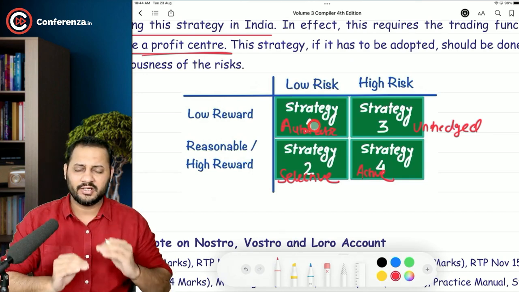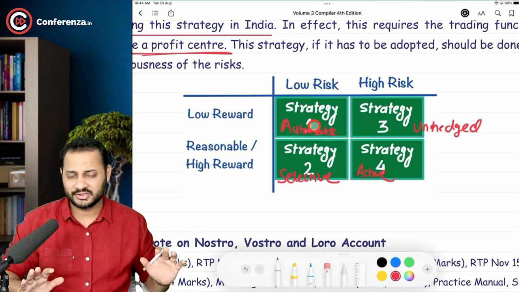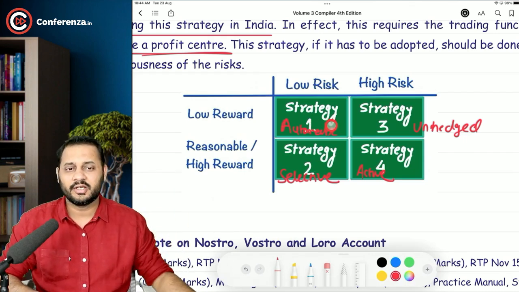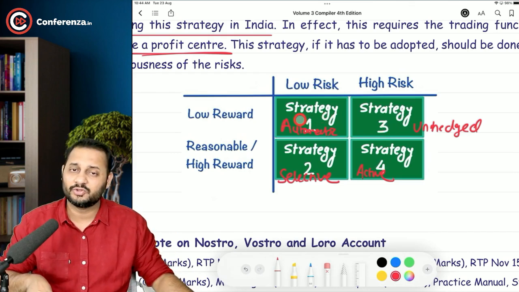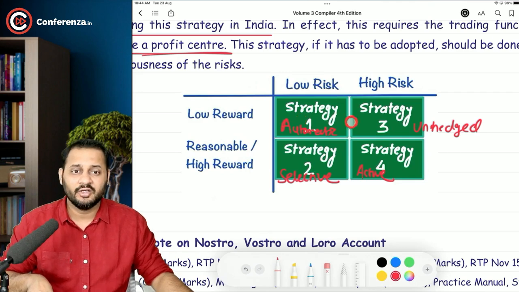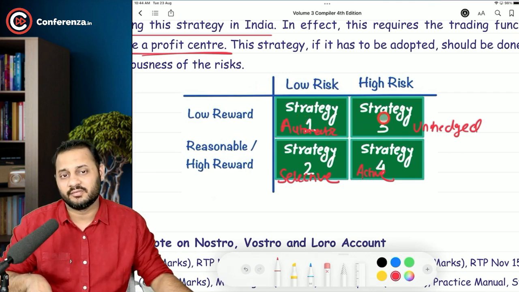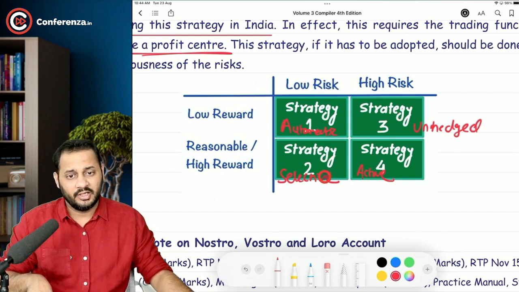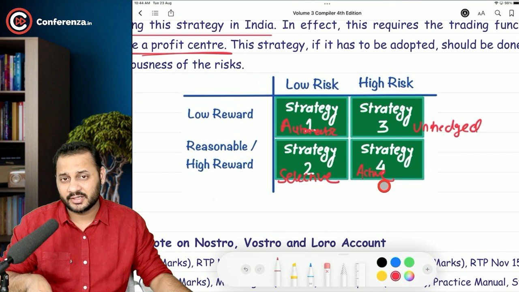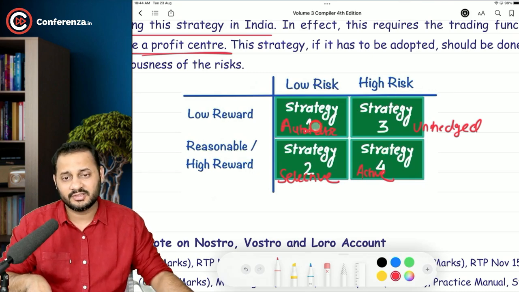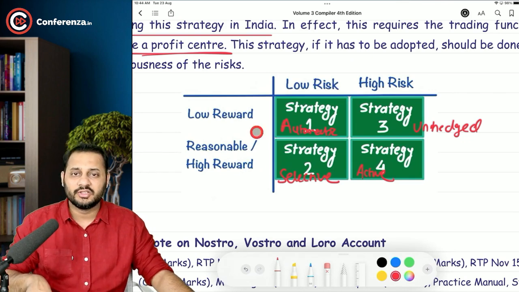If you are automatically hedging all the foreign currency transactions, that's low risk, low reward. If you are keeping all the transactions unhedged, you are automatically unhedging everything. So this is highly risky but low reward. If you are doing the hedging on a selective basis, that's low risk but reasonable reward. And if you are actively trading in the market by continuous cancellation and rebooking of the foreign currency transactions, then obviously you are taking the risk and you will also get the reward. So these are the 4 strategies.